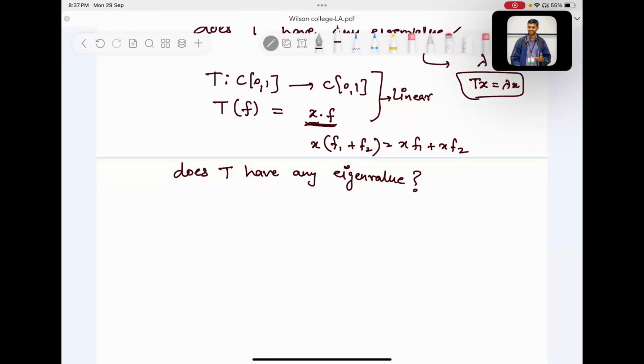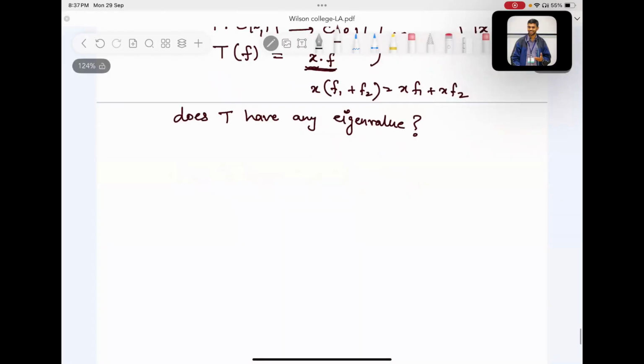Okay, suppose T has an eigenvalue, say lambda. Now lambda can be a complex number, so write this lambda as lambda 1 plus iota lambda 2.